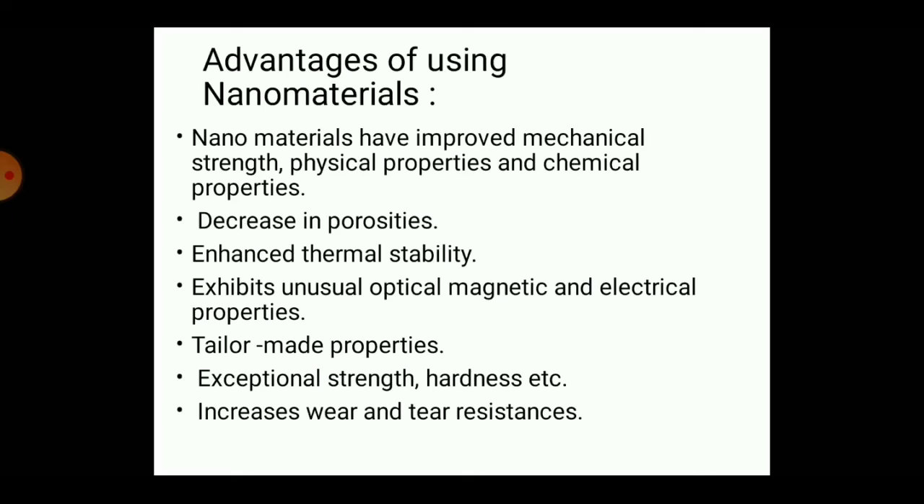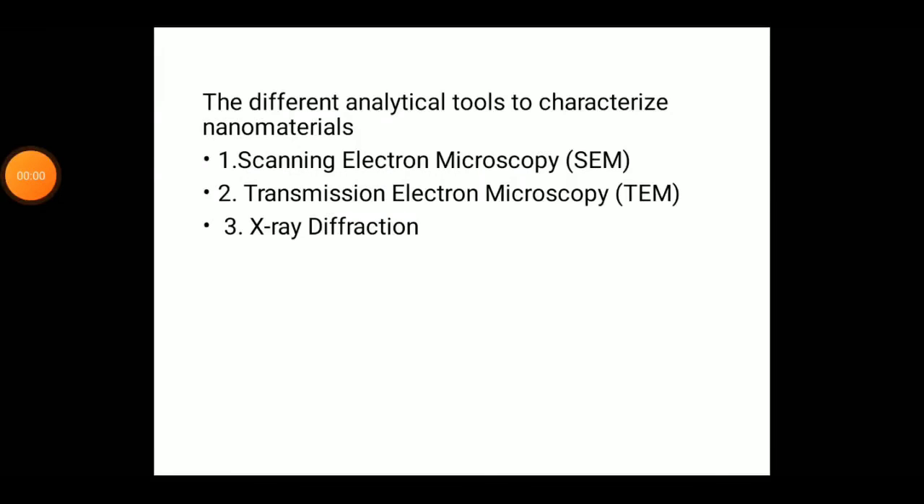And next, they exhibit unusual optic, magnetic and electrical properties, and also they have tailor-made properties, which means you can get desired properties out of them. That means whatever properties you wish, you can get in your nanoparticles, because they are synthesized in such a way. And then they have exceptional strength and hardness. They also have increased wear and tear resistance. That means they can be used for a long duration of time. That means they are stable to various temperature conditions and various environmental conditions. So these are the various advantages of using nanomaterials.